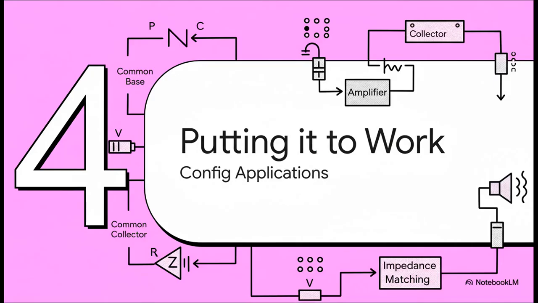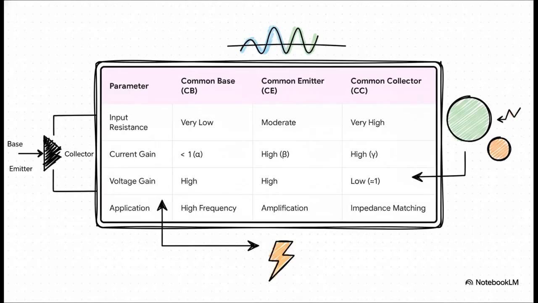So the big question is, why does any of this matter? Why do we even need three different ways to do this? Well, it's because each configuration has this unique blend of characteristics that makes it the absolute perfect tool for a specific job. Let's put them side by side and see what I mean. Okay, let's walk through this. Look at common base. It's got very low input resistance, no real current gain, but a high voltage gain. That combo makes it perfect for high-frequency circuits.